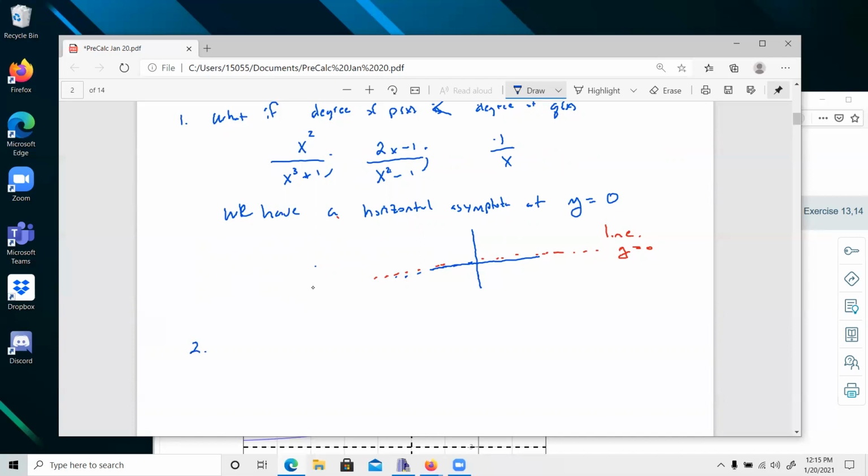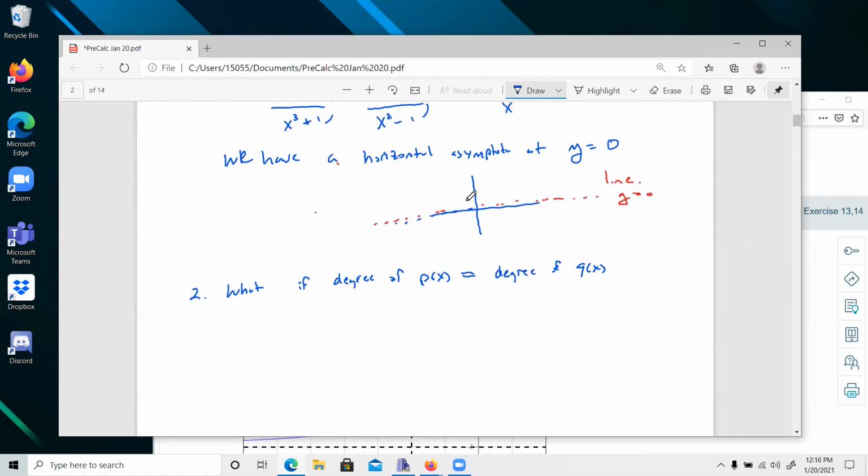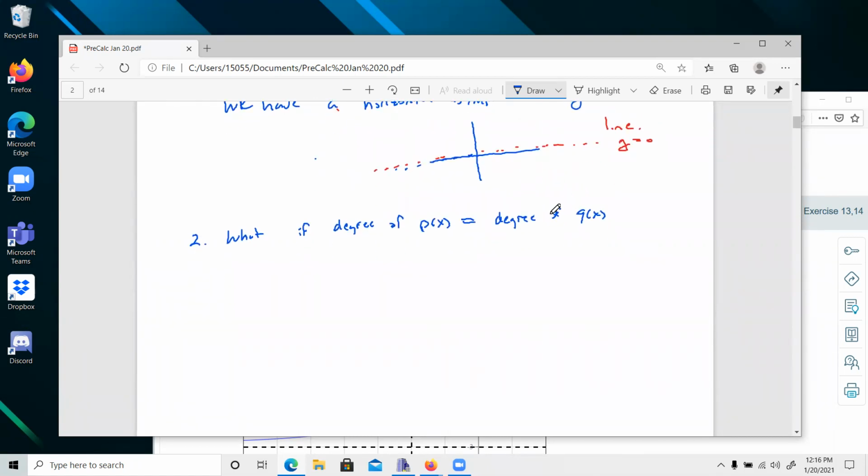So, what if the degree of p of x equals the degree of q of x? Quite frankly, this is one of my favorite examples to give you guys on quizzes or on a test because these can be very straightforward problems, and they ask everything that you would ever want to know.